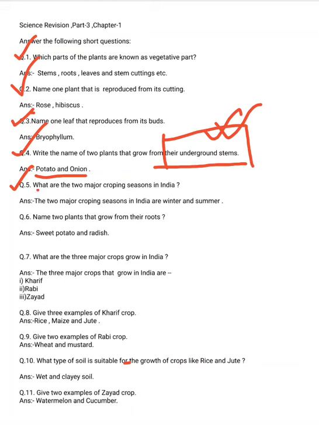So next, question number 5. What are the two major cropping seasons in India? Dear students, you all know that there are two major cropping seasons in India. One is winter and another is summer. The summer season is from June, July, August, September, October.